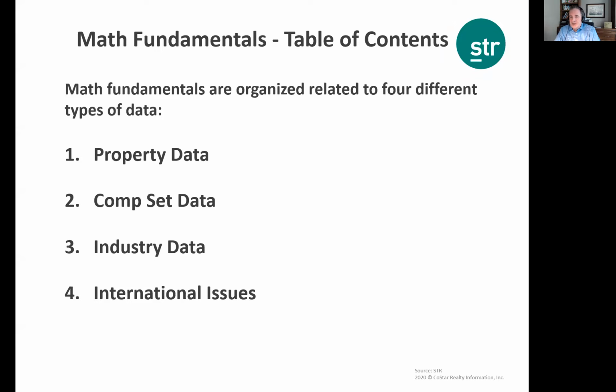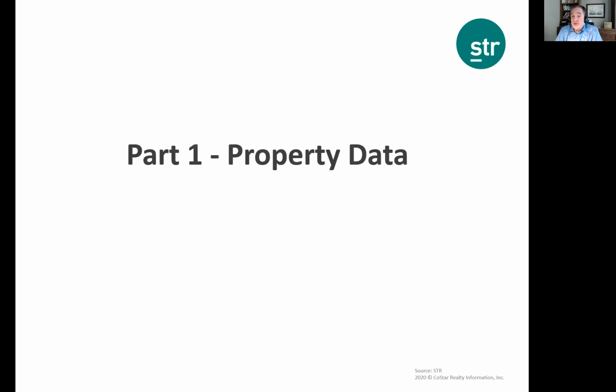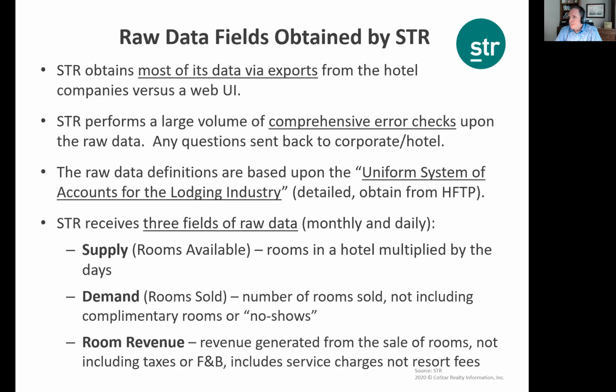Look at the subsections. Again, section 2 has 4 subsections, and it's related to the types of data. First, we start with property level data, then we cover comp set data, and then at the end, a little bit about industry data, and then subsection 4 is international issues. So this is how this second section is organized into 4 subsections. First, let's start with property level data.